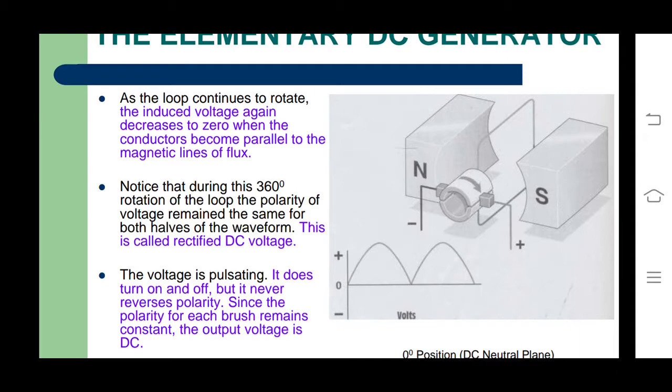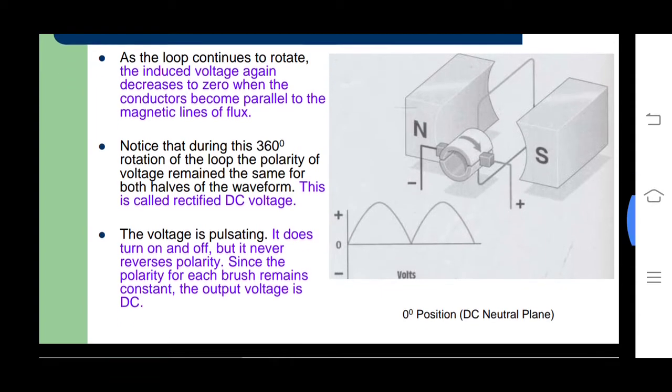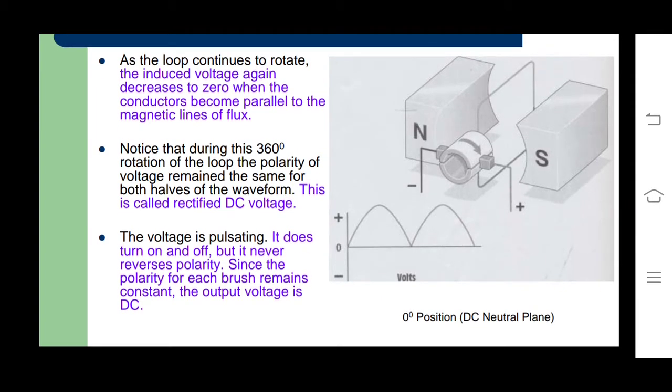Notice that during the 360 degrees, 0 and 360 degrees are the same. At 180 degrees and 360 degrees, the flux cutting by the conductor is 0. During the rotation of the loop, the polarity of the voltage remains the same for both halves of the waveform. This is called rectified DC voltage.